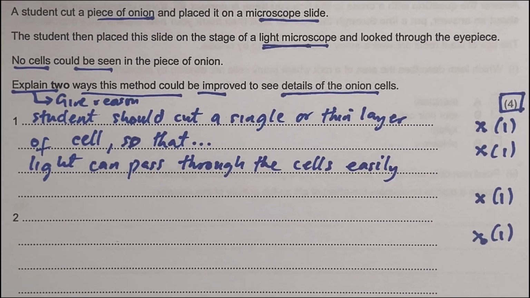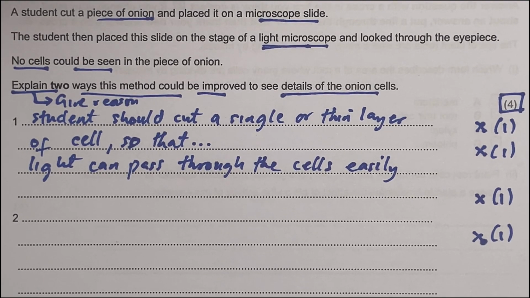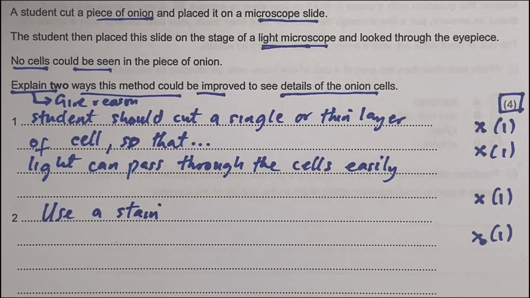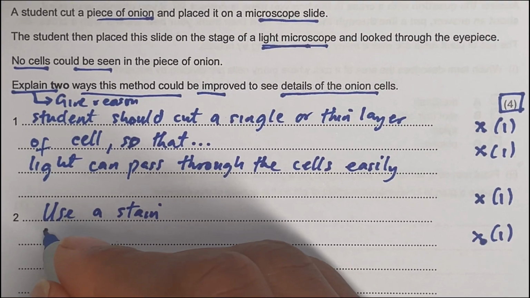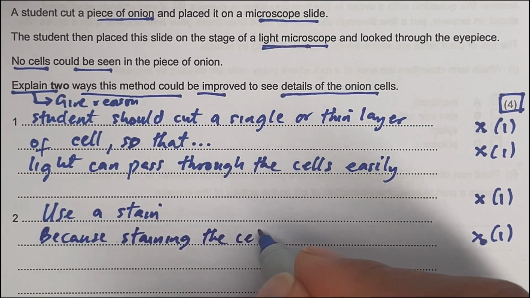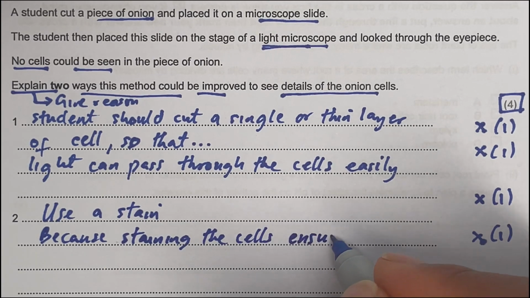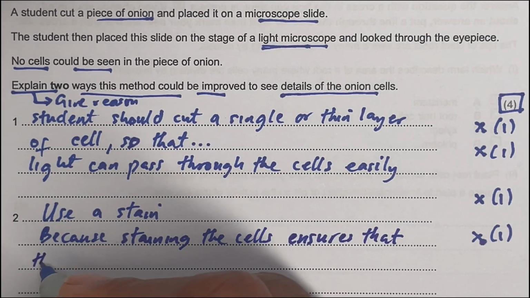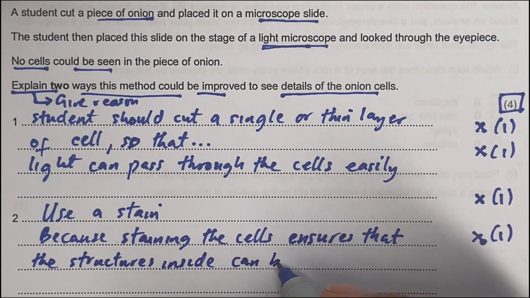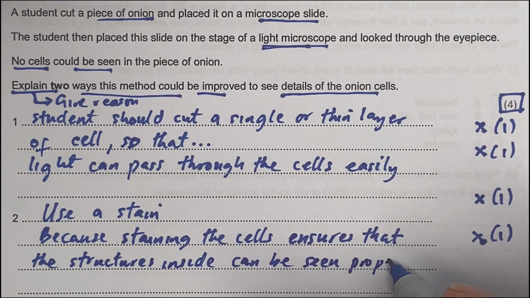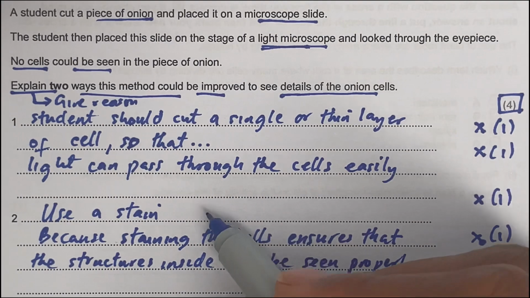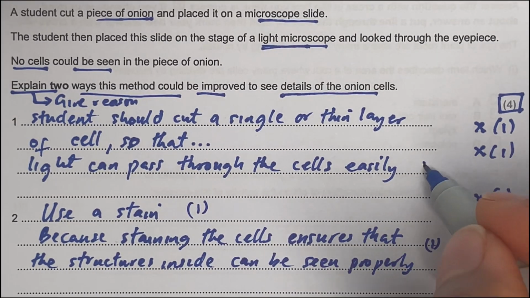Secondly, the students did not add any stain. We need to use a stain. You can name the iodine or whatever you want to say. So use a stain. I keep it simple. Why do we use a stain? Because staining the cell ensures that the structures inside can be seen properly. That is why we use stains during experiments. So I've given a point, a reason, a point, a reason. 1 mark, 1 mark, 1 mark, 1 mark.